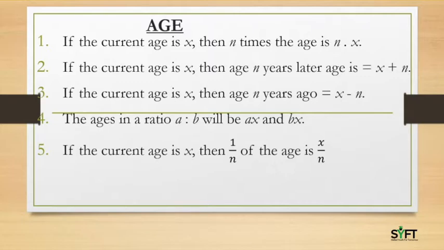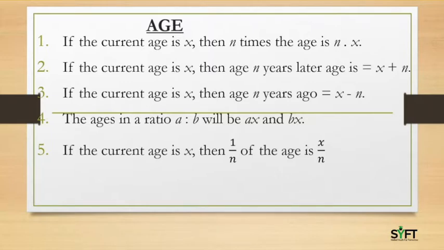If the current age is x, then the age n years later is x plus n. That means if the current age is 10, then the age 5 years later is 15. If the current age is x, then the age n years ago, that means n years past, is x minus n. Suppose the current age is 50, then the age 15 years ago is 50 minus 15, that is 35.